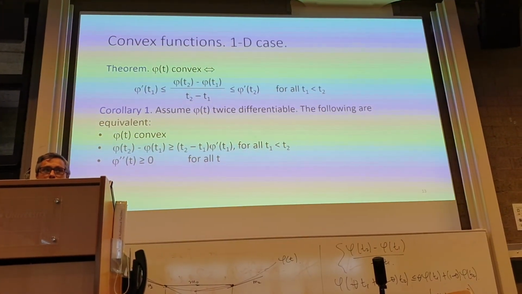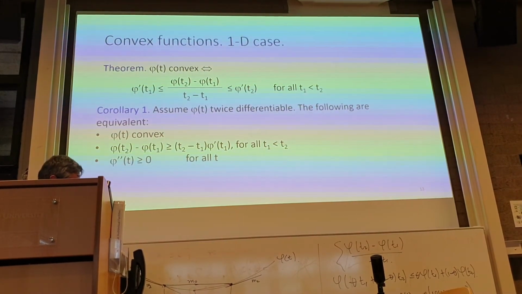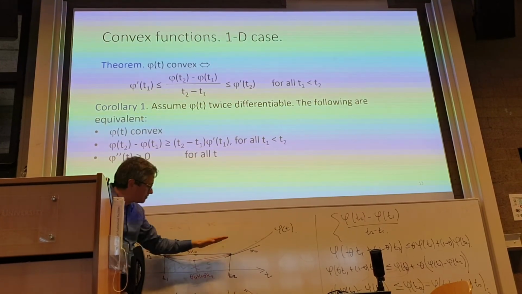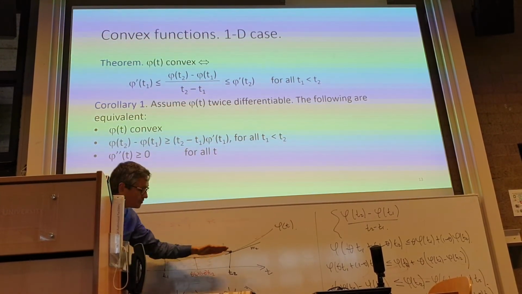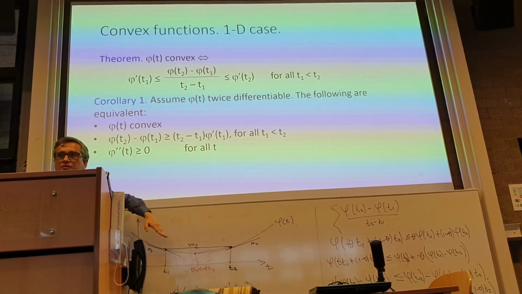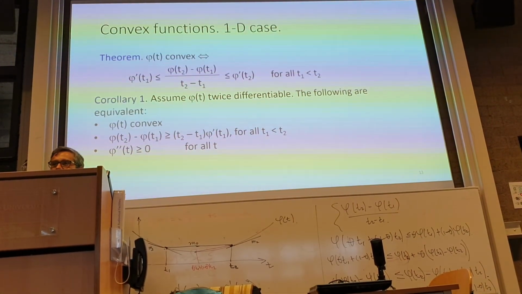So in the first, we just need the derivative to be growing, or the slope of the tangent to be growing. The function has to be elevated in 1D. It's very simple to understand. Okay, questions there?